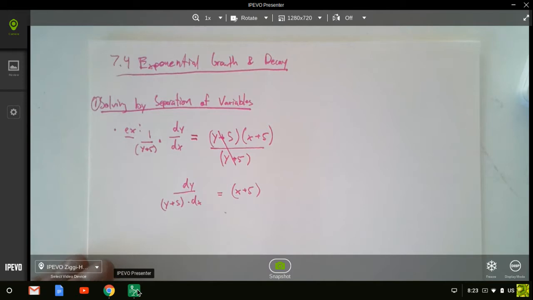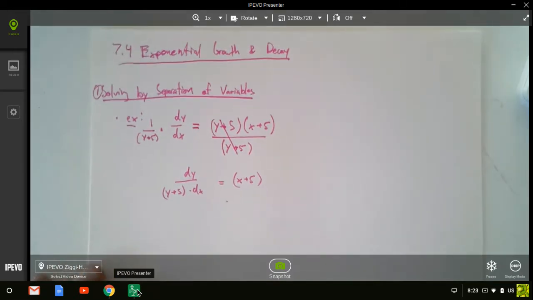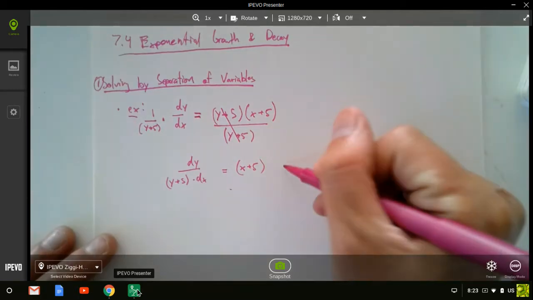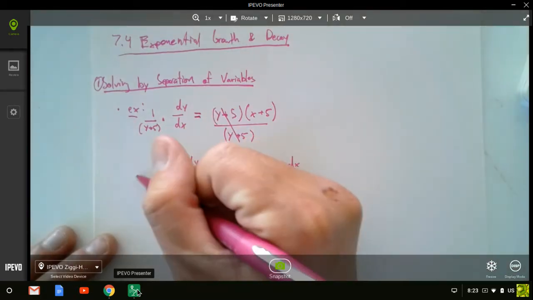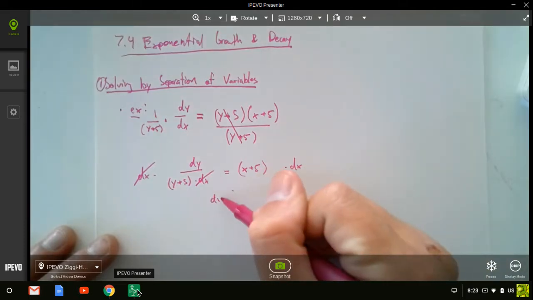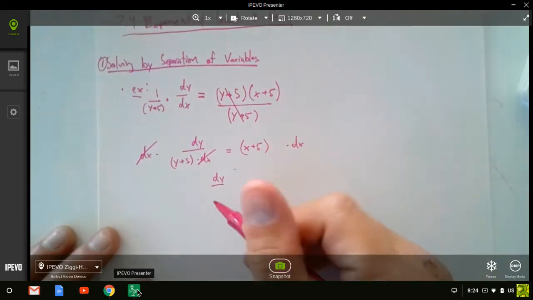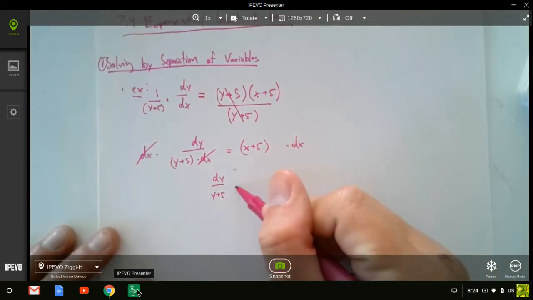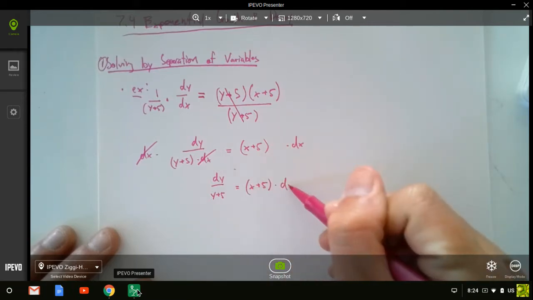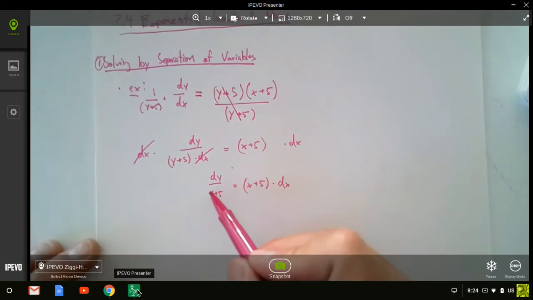This does still not look very pretty. How do we get all the x's to the other side now? Times by dx. That's all we got to do, as intuitive as that sounds. So now we're left with dy over y plus 5 is equal to x plus 5 times dx.